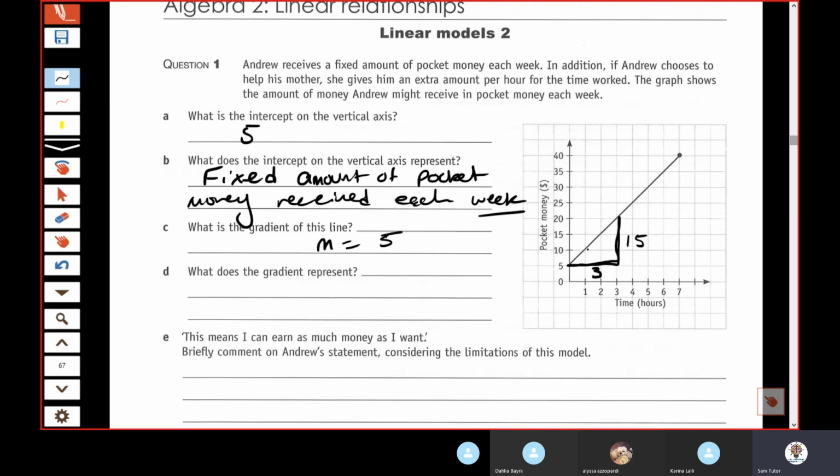Again, it is sloped to the right, so it's positive. What does the gradient represent? Good question. Anyone know what the gradient represents? Look at what's happening with the 5 you got there. Maybe you might be able to tell me the answer if I do it like this for you.